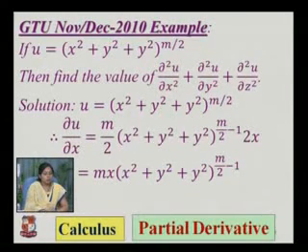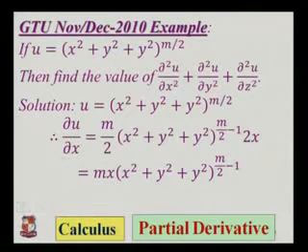So the solution of that: u is equal to x square plus y square plus z square raised to m by 2. Taking the derivative with respect to x, we have m by 2 into x square plus y square plus z square raised to m by 2 minus 1. The derivative of x square is 2x. The derivative of y square is 0. Z square is 0. Now cancel this 2. We have mx into x square plus y square plus z square raised to m by 2 minus 1.